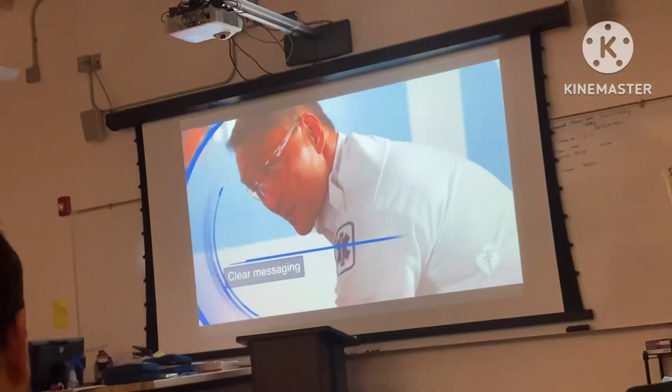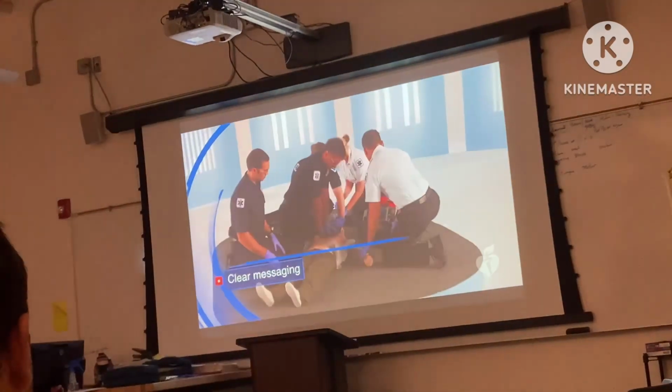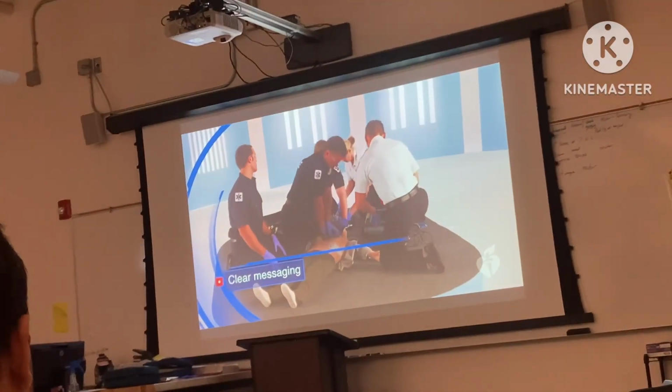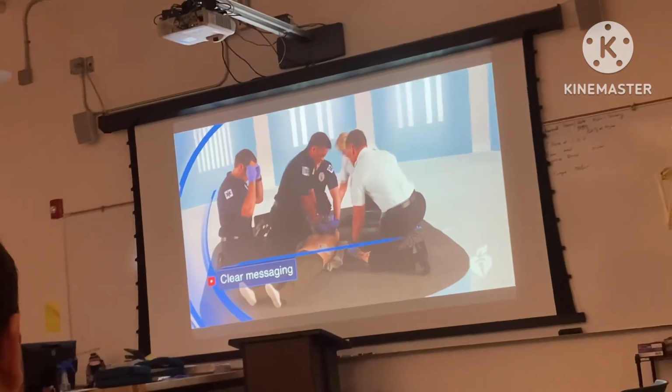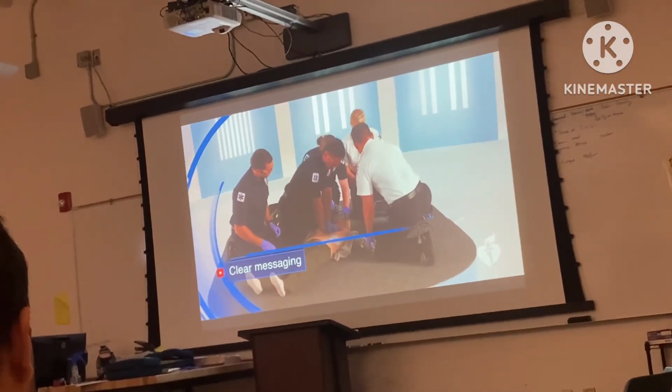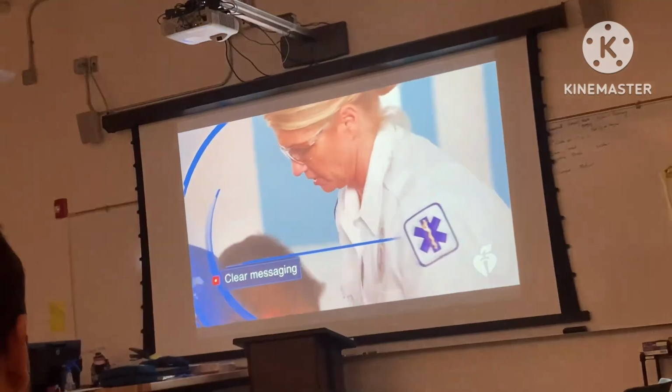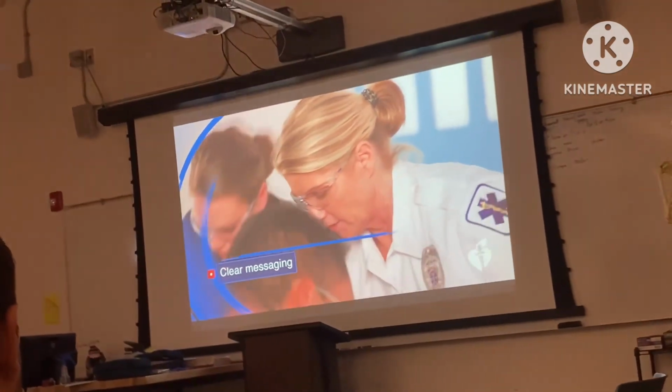In addition to using closed-loop communication, teams should use clear messaging to help prevent misunderstandings. Teams that work together frequently can create terms or phrases that have specific meaning for them to ensure clarity among members.